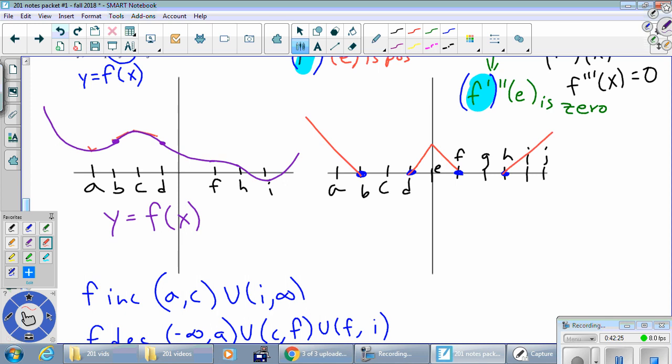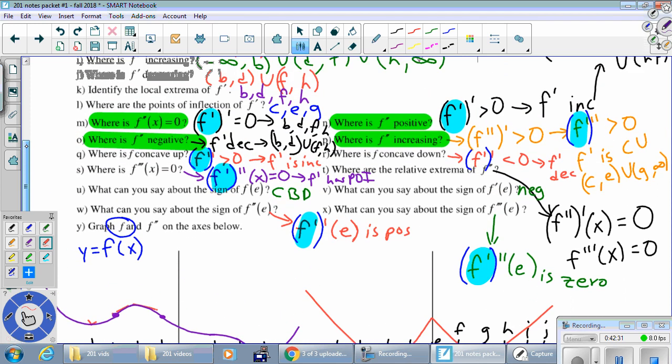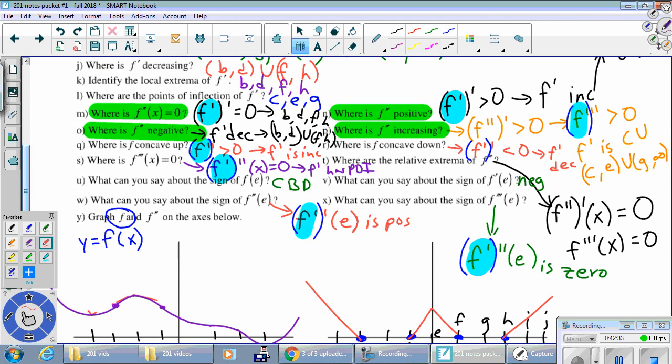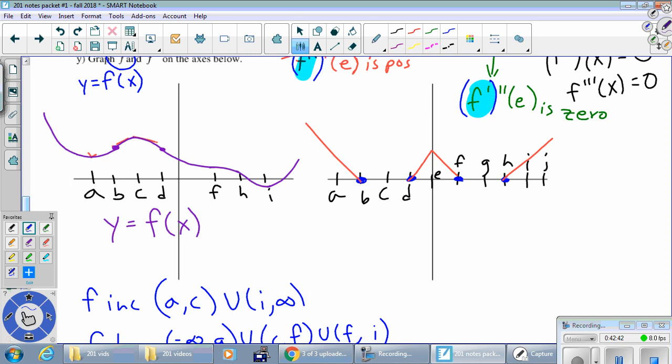So I'm just drawing positive straight things. I don't have my concavity quite down yet, but I know I've got to hit those x-intercepts and I've got to be positive on those intervals. I'm guessing it's got to be negative on the other ones. Let's make sure. F double prime negative, B to D, and F to H. So hopefully that jives. B to D negative, great, and then F to H. Hey, that works out really well. So I think that's fine.